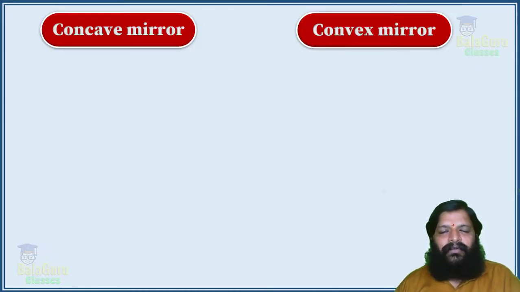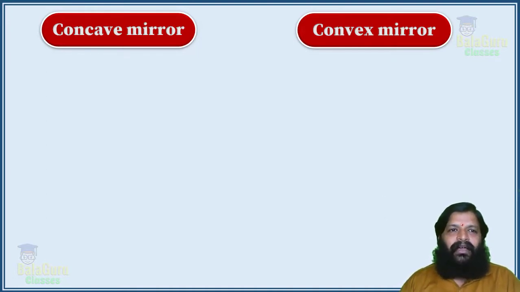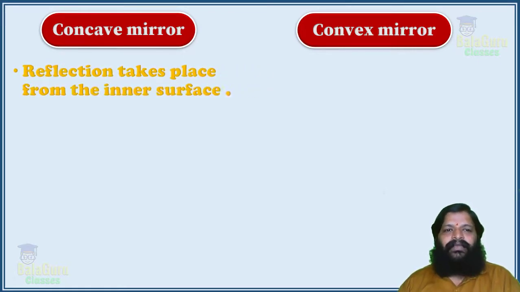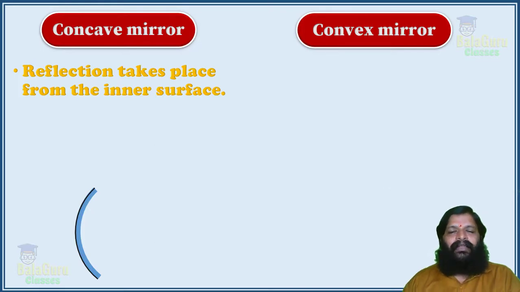Next, now we are going to discuss one 8 marks question, that is the difference between concave mirror and convex mirror. In a concave mirror, reflection takes place from the inner surface. No need to draw the diagram, but if you draw the diagram it will help to secure more marks. But don't make mistakes in drawing. See here, the reflecting surface is inside.